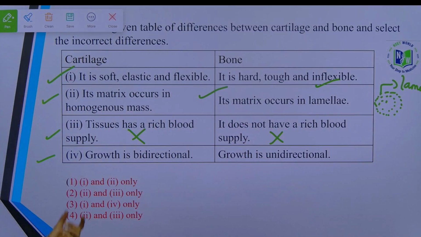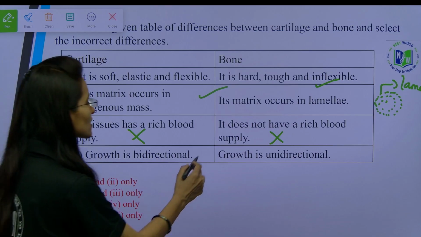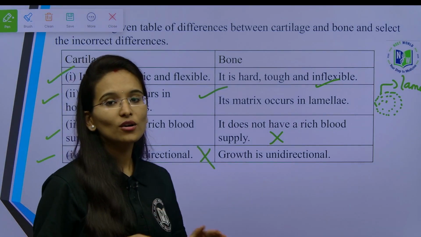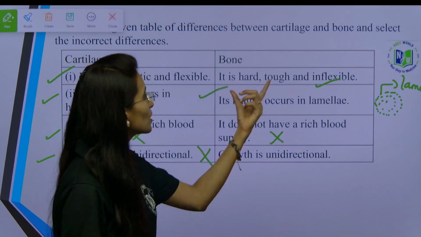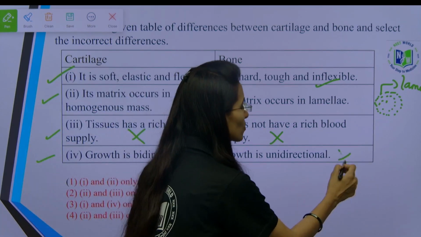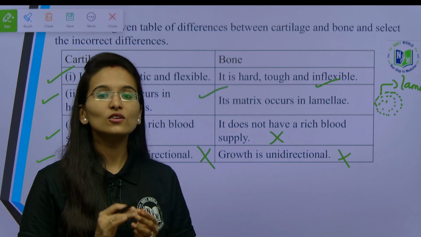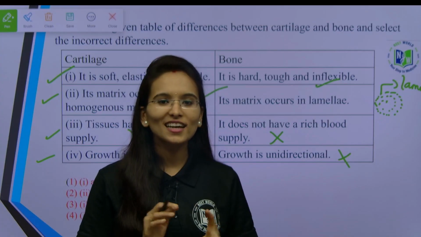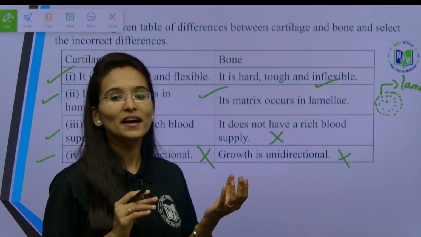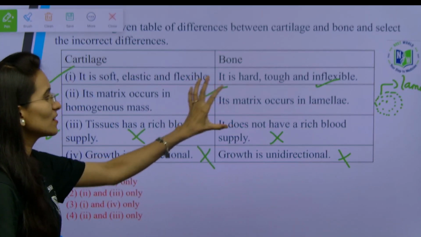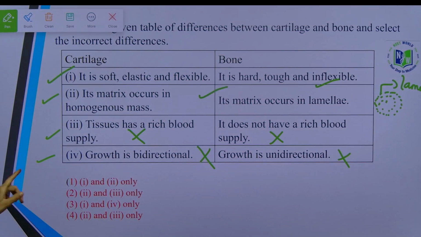And next, coming towards the fourth difference, growth is bidirectional, it is the wrong option, students. And when it comes to the bone, it is unidirectional growth. Okay, this is also wrong because cartilage always has unidirectional growth and bones have bidirectional growth. So now, keeping these concepts in mind, first look into these options.